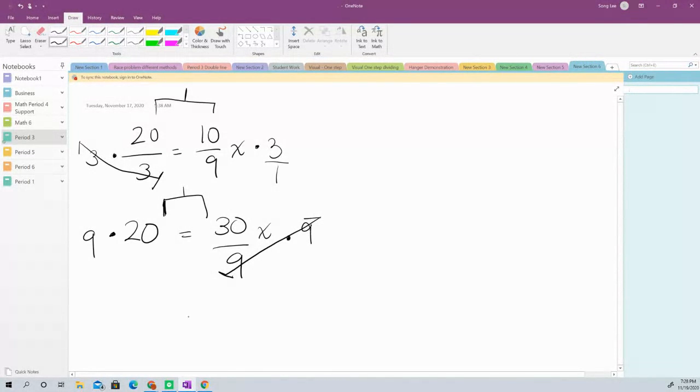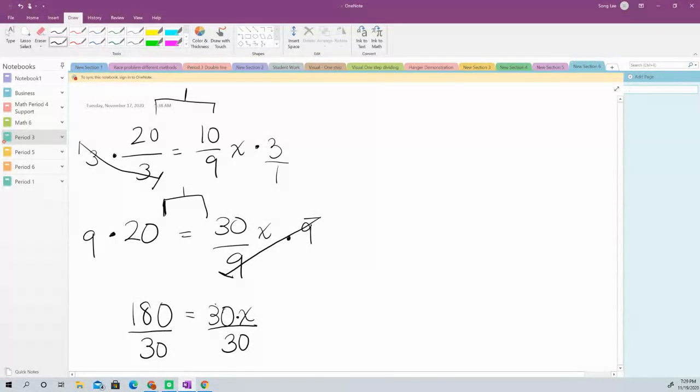1 times 30x is just 30x, because anything times 1 gives you the number itself. And 9 times 20 would give me 180, because 9 times 2 is 18, and you just add a 0. All right, now I want to do the math. Well, I have 30 times x, and if I want to find my x value, I just have to divide by 30. Because I'm multiplying by 30, I'm going to divide by 30.